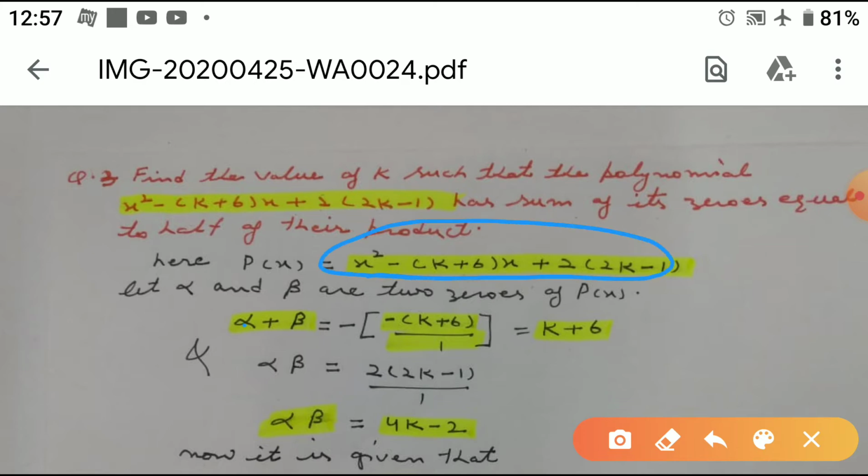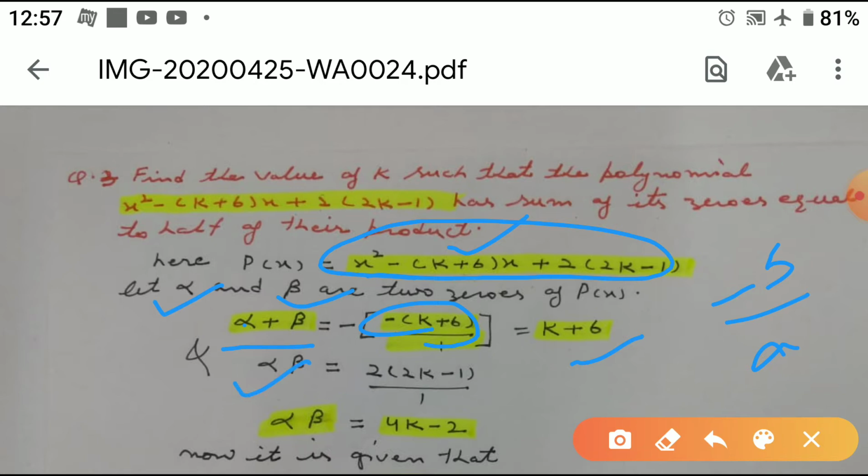Now alpha and beta. If alpha and beta are two zeros, then what is the sum of zeros? Sum of zeros is alpha plus beta, and we know sum of zeros is equal to minus b upon a. In this question, the value of b, that is the coefficient of x, is minus bracket start k plus 6 bracket close. So minus b upon a: minus into minus becomes plus here, and we get finally k plus 6. The value of alpha plus beta is k plus 6.